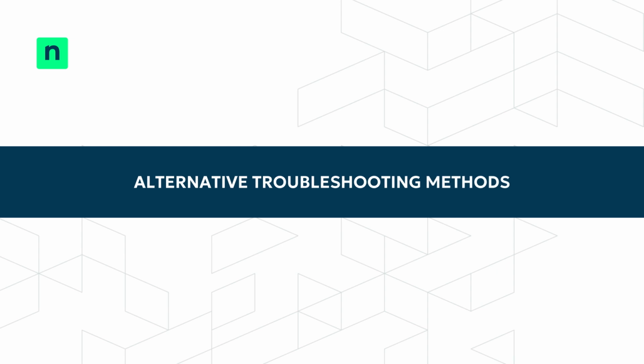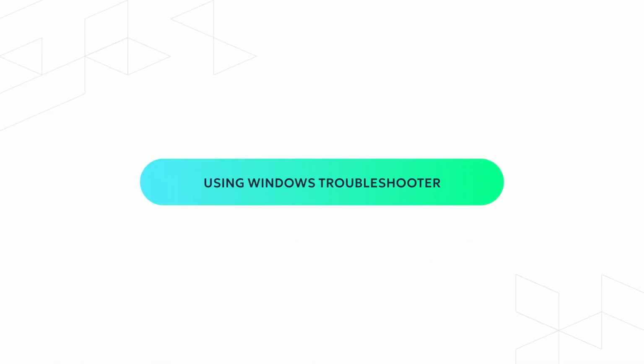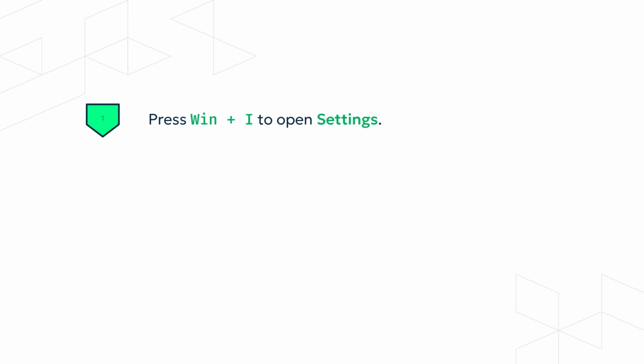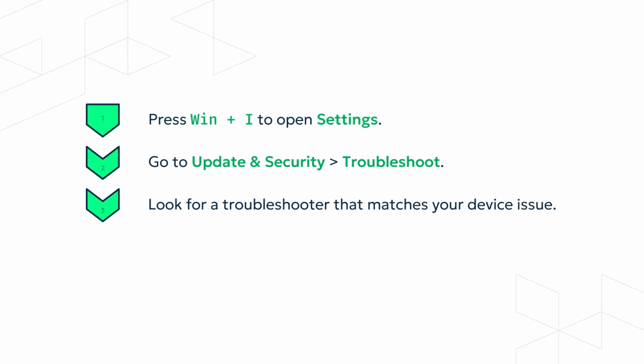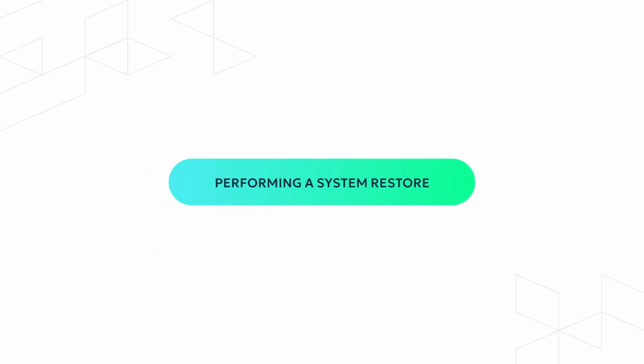Alternative troubleshooting methods. Here are some alternative troubleshooting methods. The first method is using the Windows troubleshooter. Press Win+I to open Settings. Go to Update and Security, Troubleshoot. Look for a troubleshooter that matches your device issue. Click Additional Troubleshooters to see more tools.